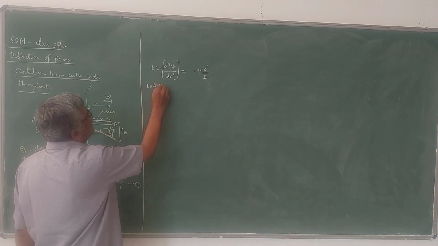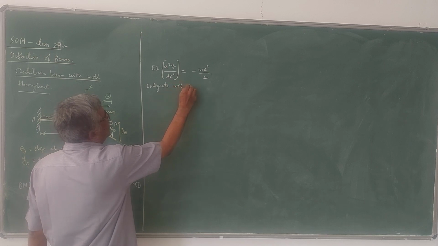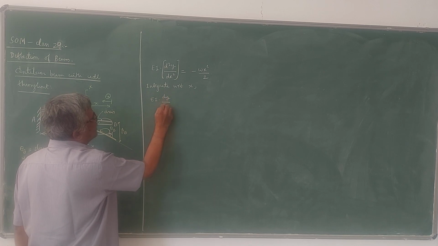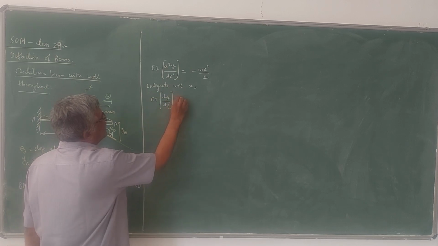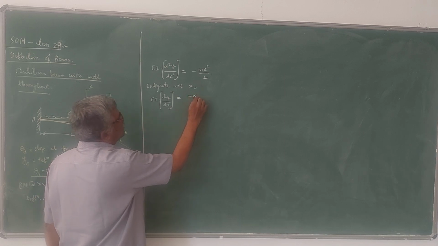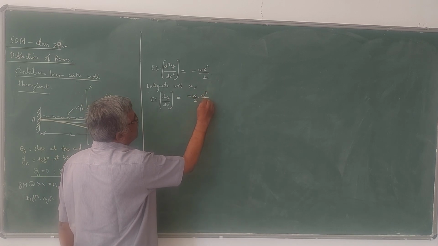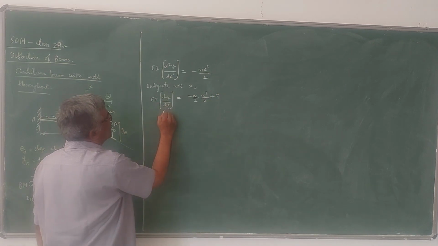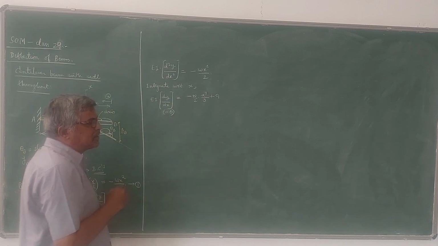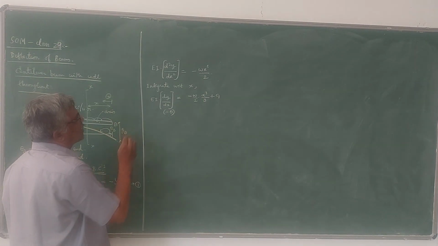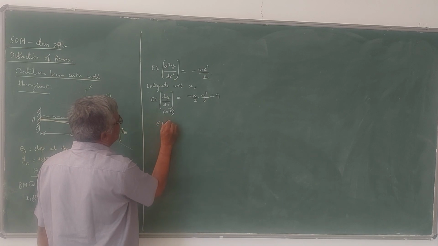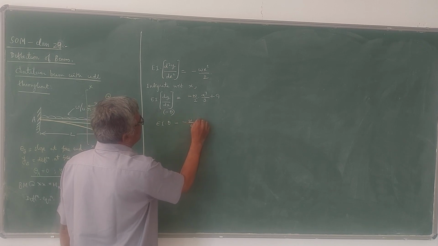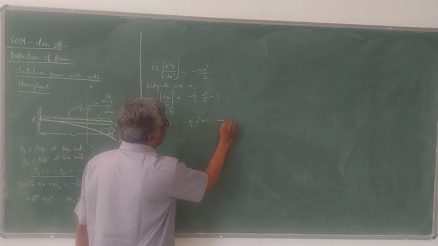Integrate with respect to x on both sides, you are going to get what is called the slope equation, that is EI dy by dx. Integration of d square y by dx square is dy by dx, equal to minus w by 2, a constant, into integration of x square, which is x cube by 3, plus constant of integration C1. Dy by dx is nothing but theta, the slope of rotation. So you will get EI theta equals minus w by 6 x cube plus C1. This I will call equation 2.